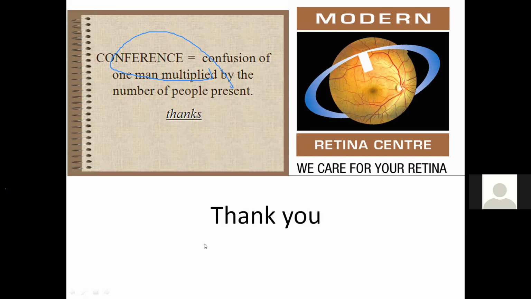Raja? Shall we wrap up? There is one more question, sir, from Vishnu Teja. What is the ellipsoid zone? The ellipsoid zone is nothing but the neurosensory retina, the shape of the neurosensory retina. When you see it on a normal OCT, it looks something like an ellipsoid. So while describing the neurosensory retina, some authors use the term ellipsoid zone. It is nothing but the neurosensory retina.